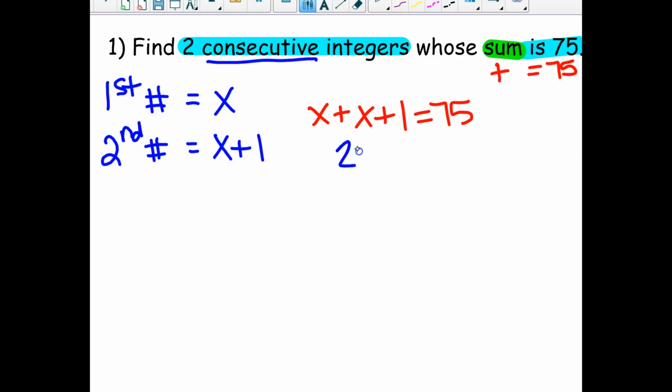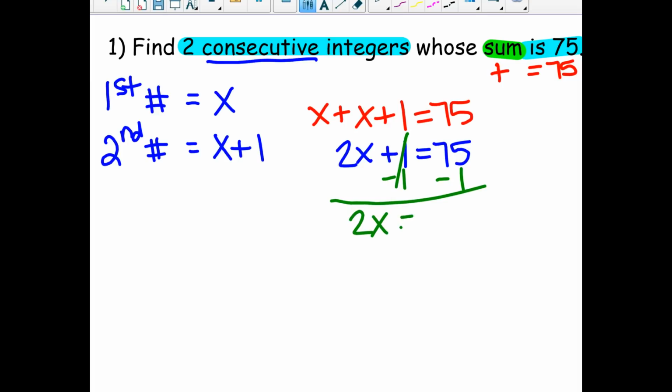X plus x is 2x. Okay, and when solving for my variable, before I can get rid of this 2, I need to get rid of the 1 by using my inverse operations. So the opposite of addition is subtraction. So I'm going to subtract 1 from both sides. And then for my last step, I would divide by 2.